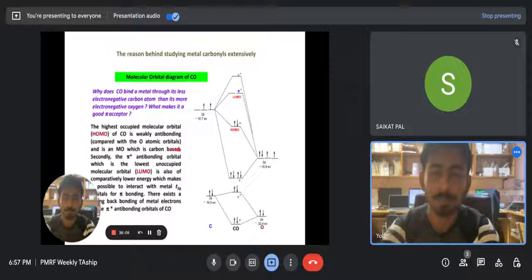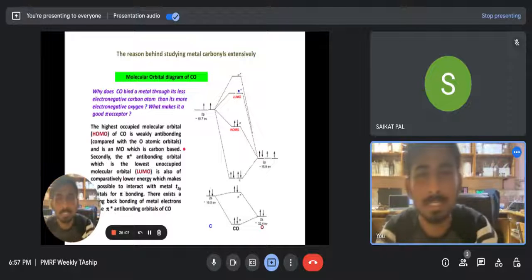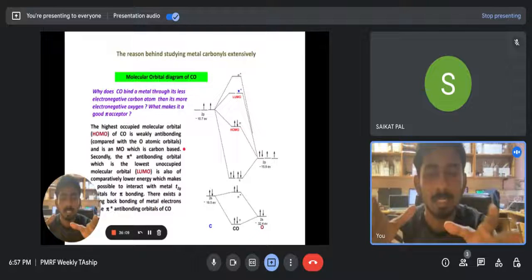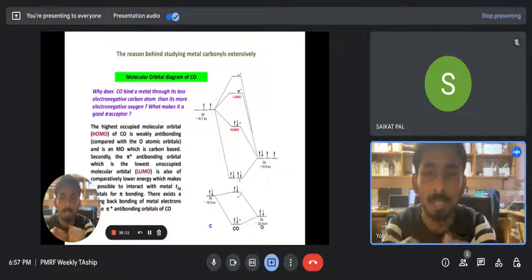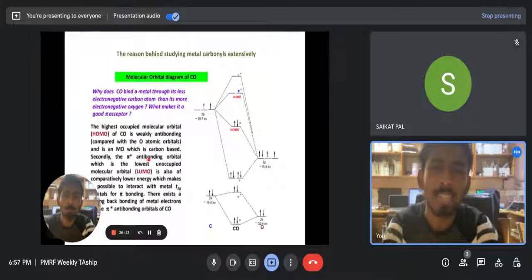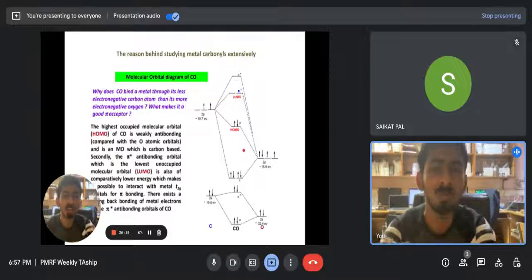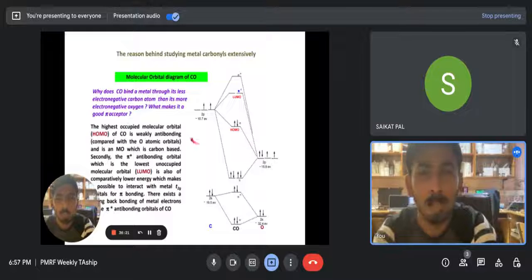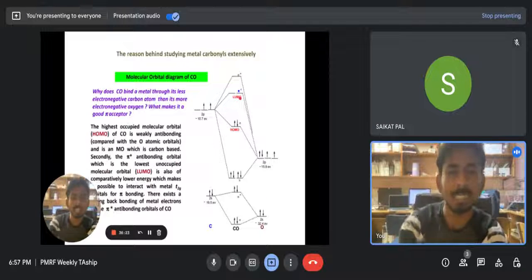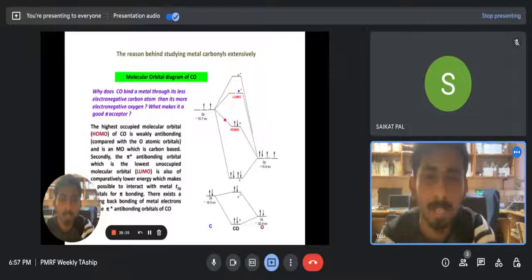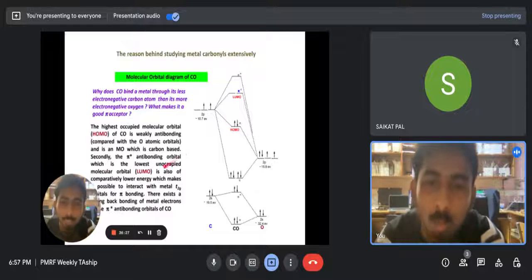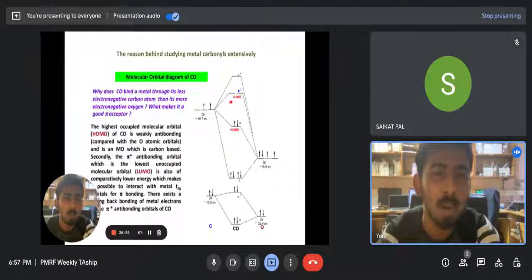That's why the carbon atom is donating to the metal center rather than its electronegative oxygen counterpart. But in the second case, the pi star antibonding orbital is the lowest unoccupied molecular orbital, that is LUMO, and HOMO is the highest occupied molecular orbital. So the pi star antibonding orbital in this case is LUMO. So the lowest unoccupied molecular orbital is comparatively lower in energy. You see, this is comparatively lower in energy than the corresponding sigma star.